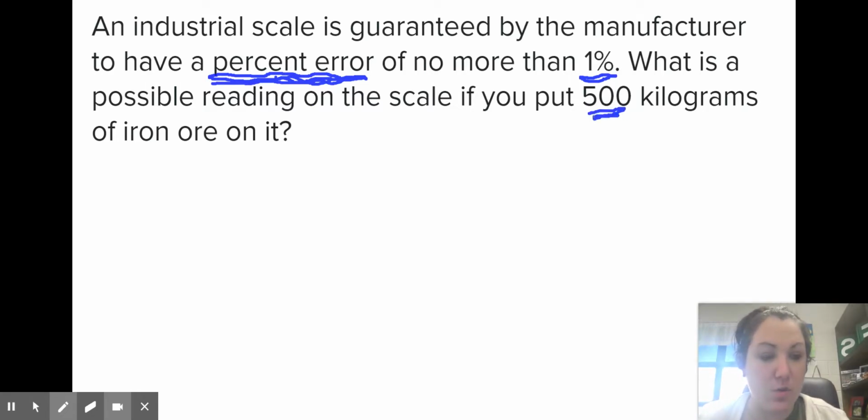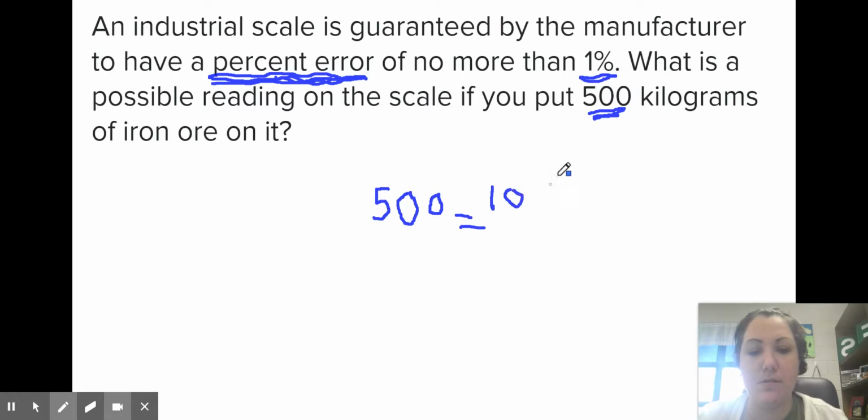Well, let's figure out what that percent error is. So we know that 500 is my original amount. That was my original amount that I had, meaning that it is 100%. So I know my percent error in this case. I don't have to work out what the percentage is. They tell me my percent error. In this case, my percent error is 1%.